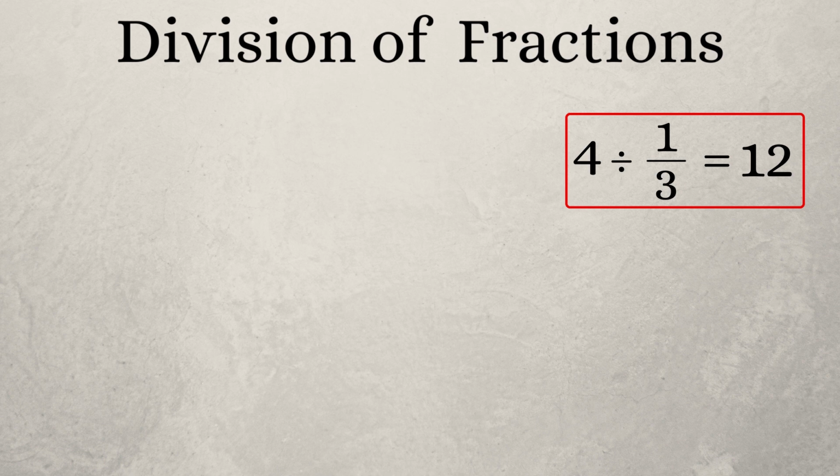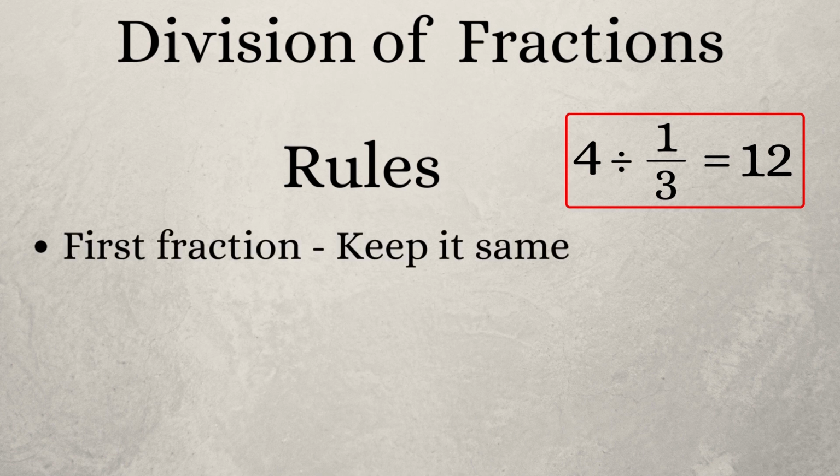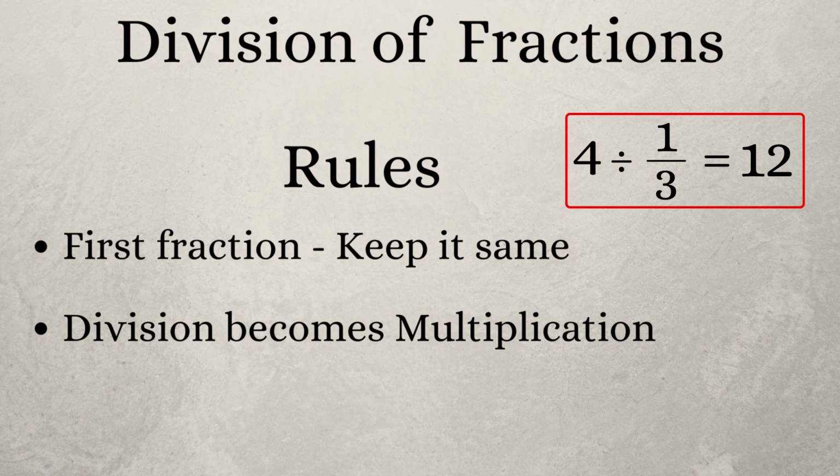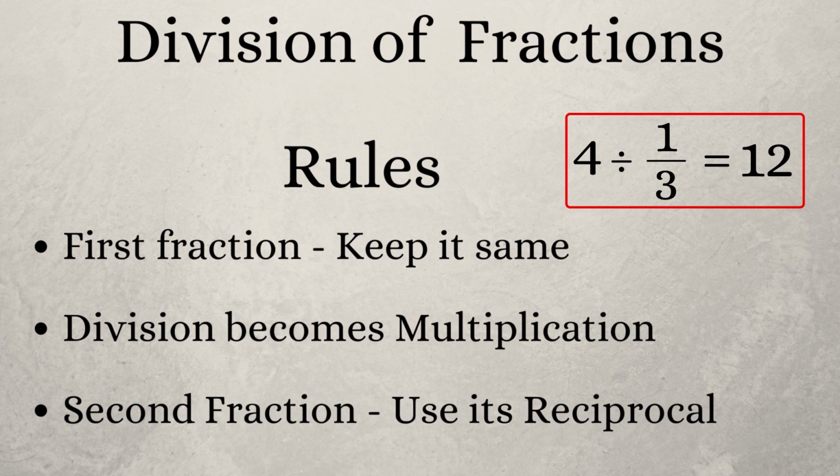Now let's see how to do it arithmetically. The general rule for dividing fractions is that we keep the first fraction as it is, change the division into multiplication, and to compensate this change, we convert the second fraction into its multiplicative inverse, also called as reciprocal.